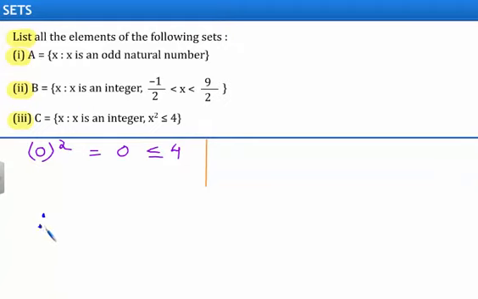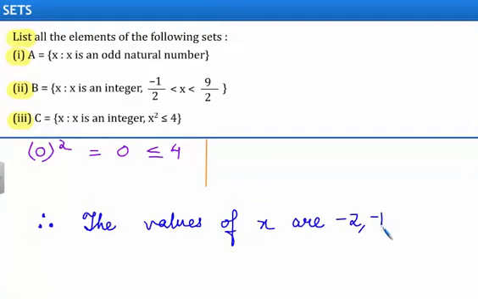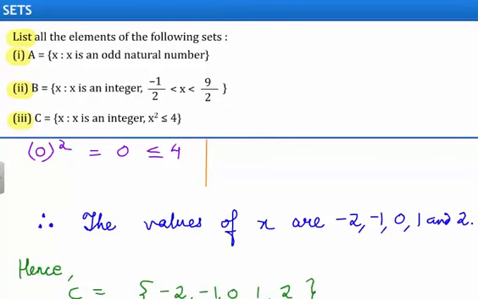Therefore, the values of x are minus 2, minus 1, 0, 1 and 2. Hence, the elements of the set C are minus 2, minus 1, 0, 1 and 2. So with this we come to the end of the solution of this question.